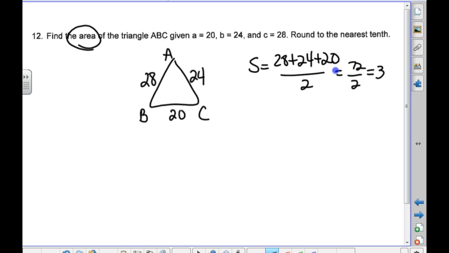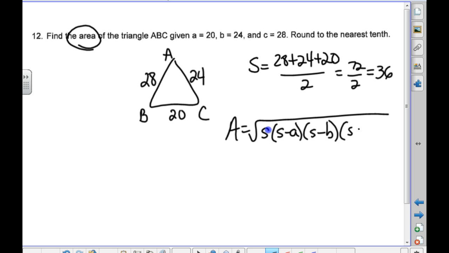Divided by 2 is 36. And then it says the area is equal to S times S minus A times S minus B times S minus C. If you want to store 36 on your calculator as X, you would type 36 and then STO with the triangle and then X, and then all these S's would become X's.